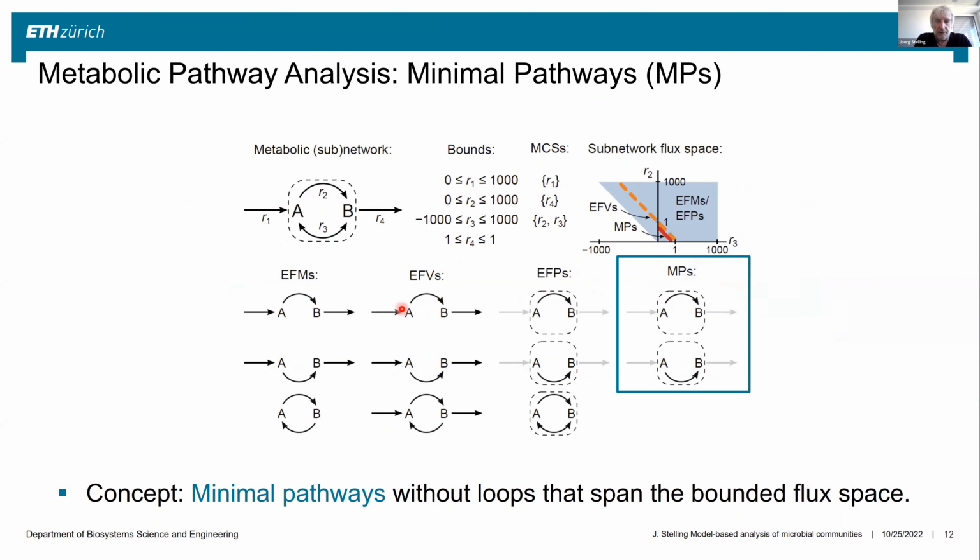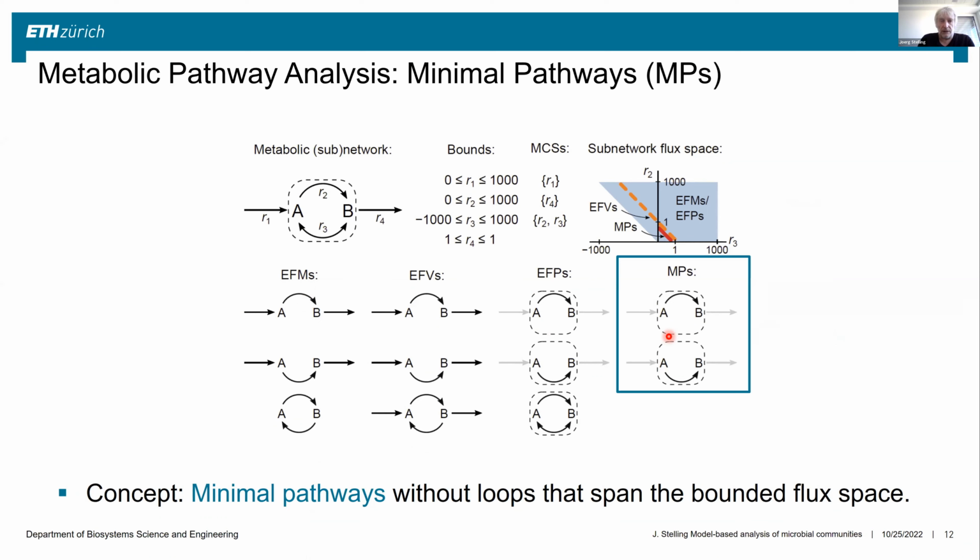For this little example network here, these would be the traditional elementary flux modes. Here you have these three elementary flux modes: the upper branch, lower branch, and the cycle. Similar for the elementary flux vectors. For the MPs, minimal pathways, you would include the bounds and also remove the loops.